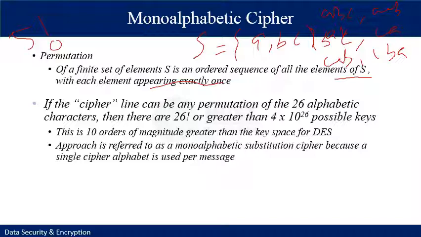So if the cipher line can be any permutation of the 26 alphabet characters, then there are 26 factorial, or greater than 4 times 10 raised to power 26, possible keys. So this is 10 orders of magnitude greater than the key space for the Data Encryption Standard. This approach is referred to as a monoalphabetic substitution cipher because a single cipher alphabet is used per message.